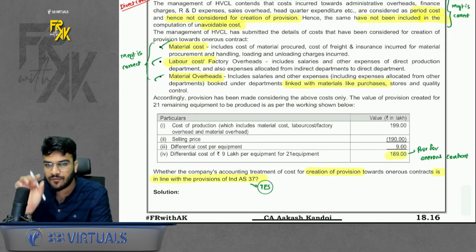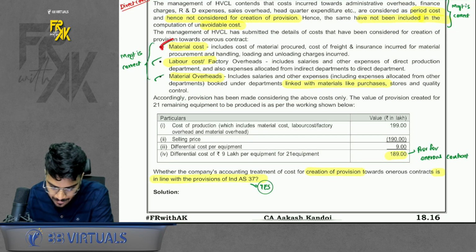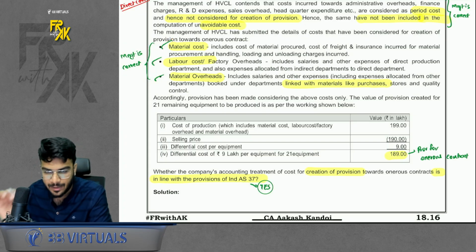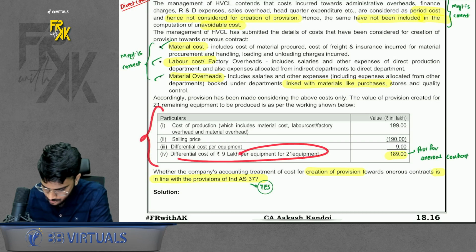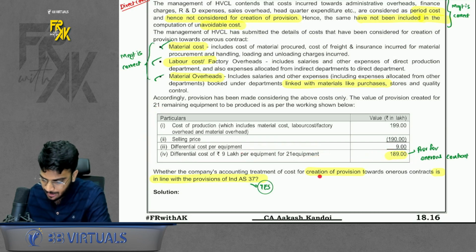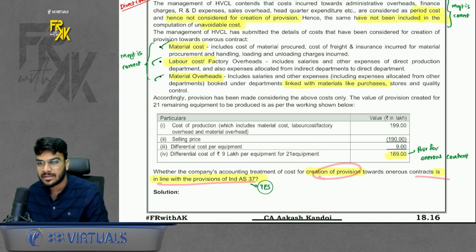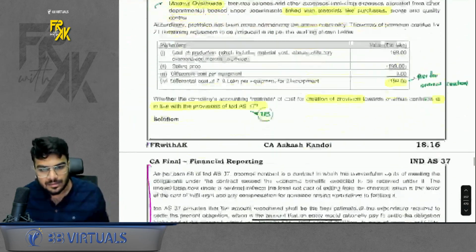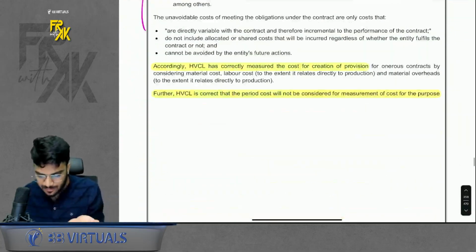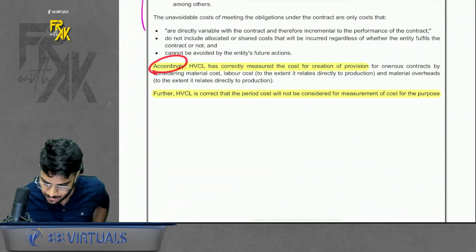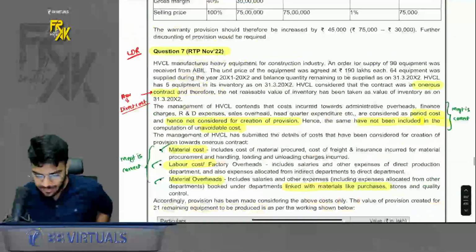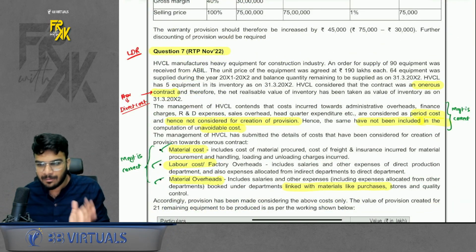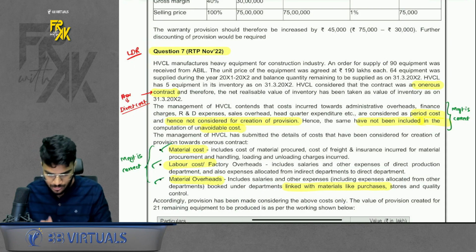Then for computation of unavoidable cost, they have only considered material cost, labor cost, overheads, which are direct cost. Here also management is correct. Then they give the amount of onerous provision. So they have asked whether the treatment by management is correct or not, is in line with Ind AS or not. One of the rare questions where whatever they have said in the question is correct. So you have to just affirm the same. You have just to confirm that whatever they have done is correct. Normally we are used to saying that the accountant has done some incorrect treatment, but here everything was correct. So do remember, good question, you can read it.